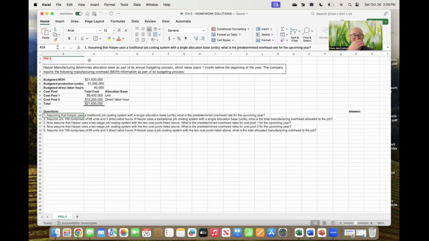So this says Harper Manufacturing determines allocation rates as part of its annual budgeting process, which takes place 1 month before the beginning of the year. The company reports the following manufacturing overhead information as part of its budgeting process. So they give us some of that information here.